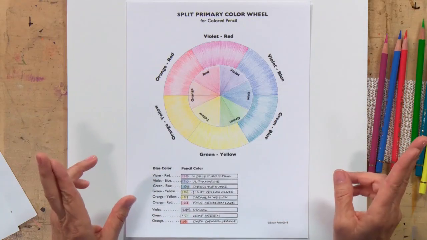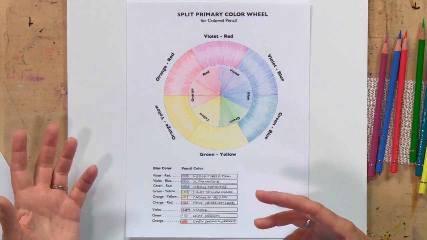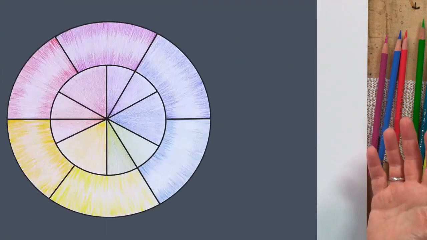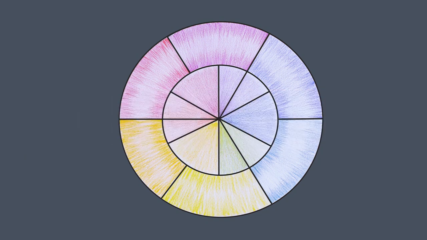The two most important relationships between colors are analogous colors and complementary colors. Let's start with the complements. Complementary colors sit opposite each other on the color wheel. Let me show you what that means. Green and red are complements. Violet and yellow, orange and blue. The way I learned it was Christmas, Easter, and the Denver Broncos.